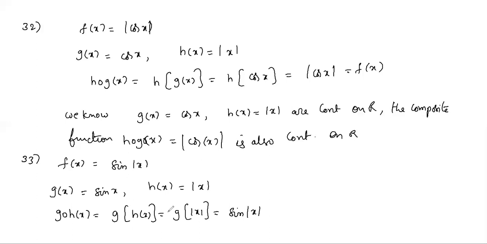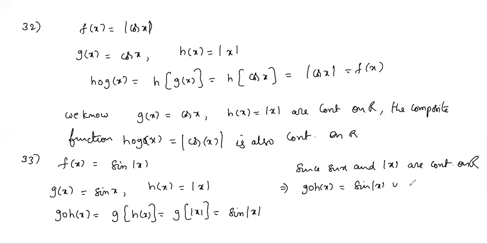Since sin x and mod x are continuous on R, g circle h of x equals sin of mod x is also continuous on R.